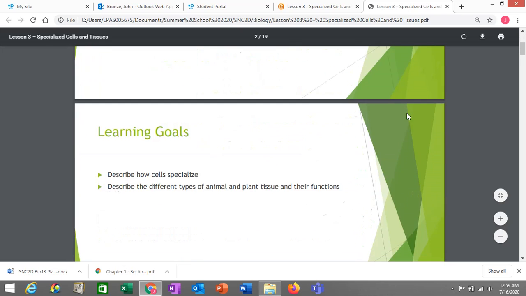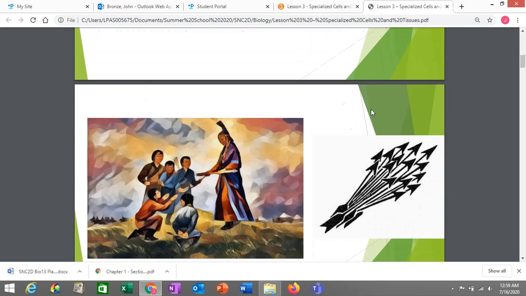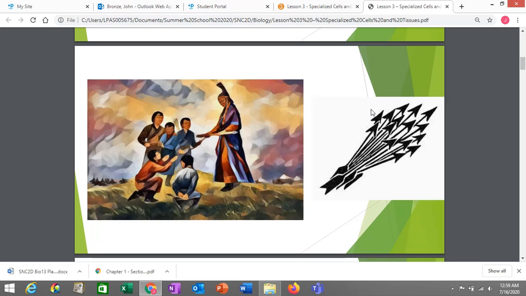Specialized cells and tissues. Learning goals. We're going to talk about how cells specialize. And we're going to talk about how different types of animal and plant tissue function. So what do different types of animal and plant tissue do? What's their job?